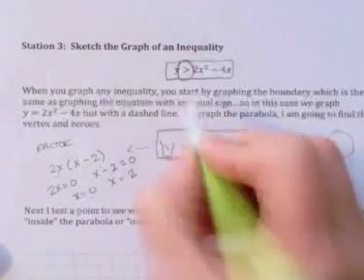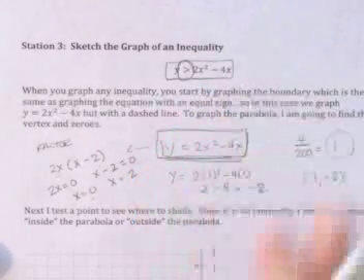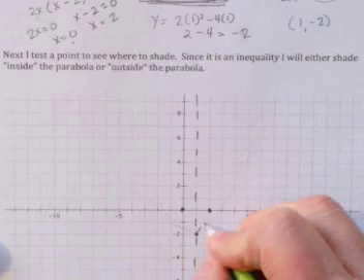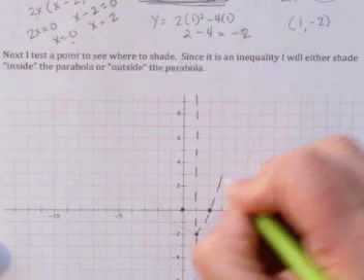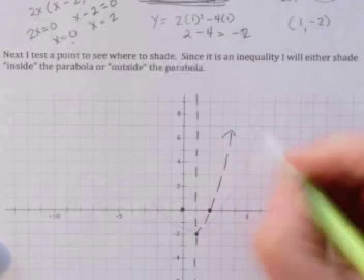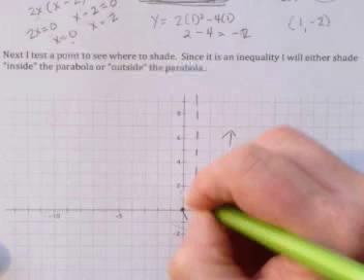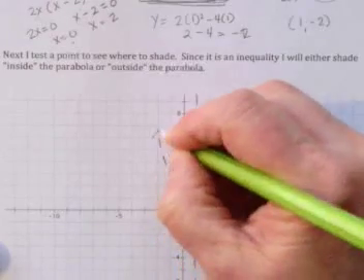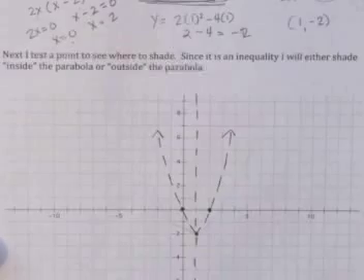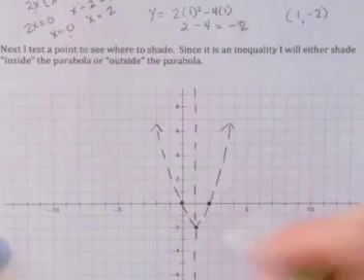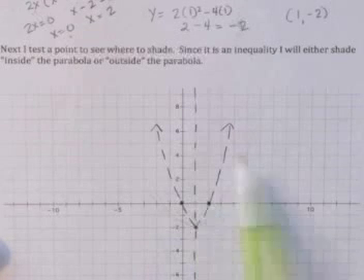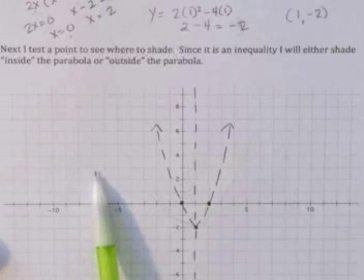And the reason it is because there's no equal to underneath my greater than symbol. So when I graph my boundary, I do so with a dashed line. If there had been an equal sign underneath the greater than, I would have made this a solid line, but there wasn't. So I have my dashed line, and now I need to answer the question, do I shade in here or do I shade out here?